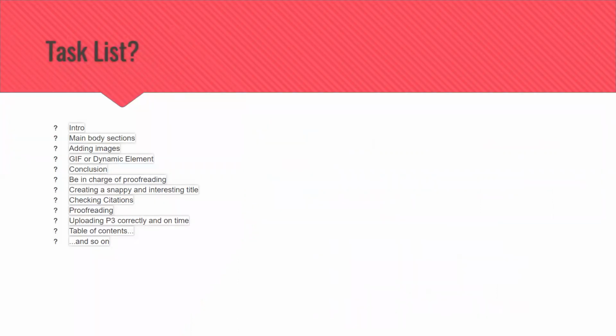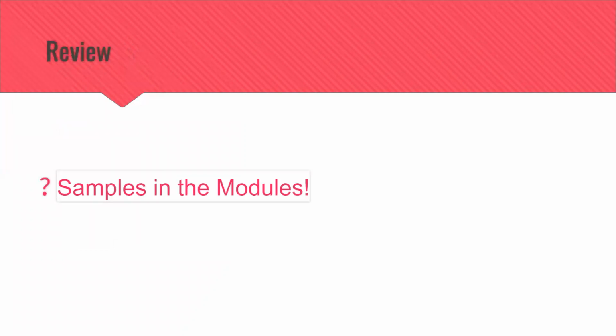Create a task list. You can also call it a work list, and delegate parts of the P3 project to each team member. Everyone should have at least 2 or 3 items, depending on how many people are in your group. Decide on who's going to create each part, and on the screen, you'll see sample parts of the presentation that you could delegate amongst your teammates.